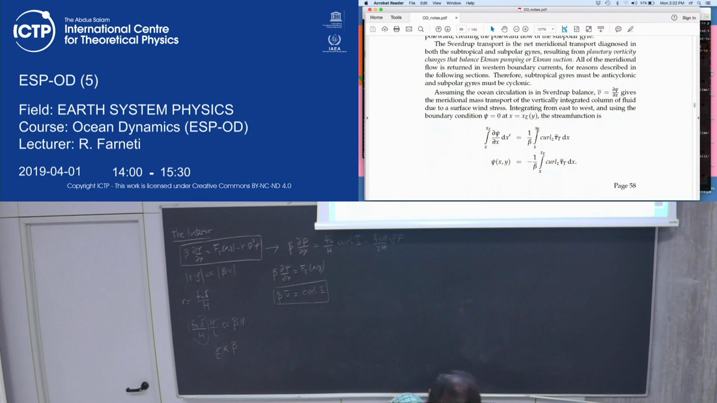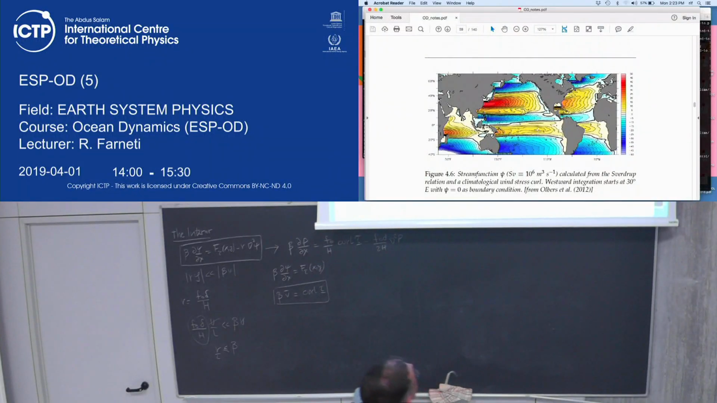Okay, so there's an explanation about that. You can take your Stommel model for the interior, which is just in Sverdrup balance, and you can start integrating your stream function. You're going to integrate from x equal x east, from the east of the basin, where you assume that the stream function is equal to zero. Then you integrate from the east towards the west your wind stress curl. So you just need the information of the wind stress curl, and then you can integrate your stream function and get this solution.